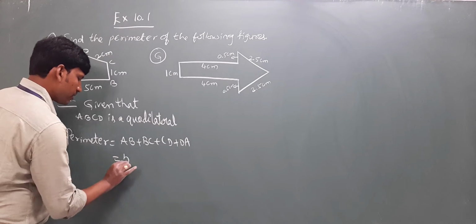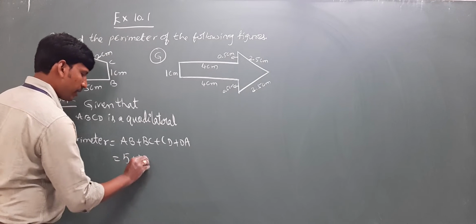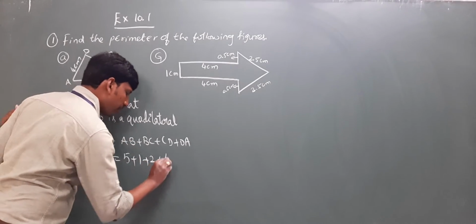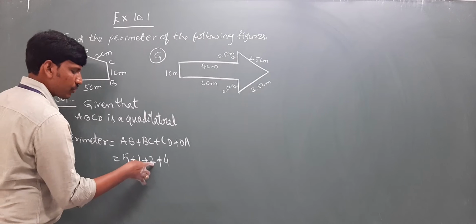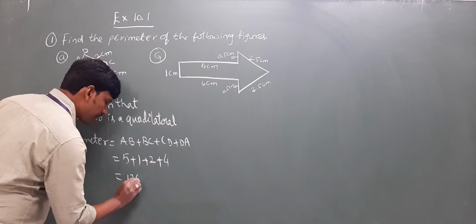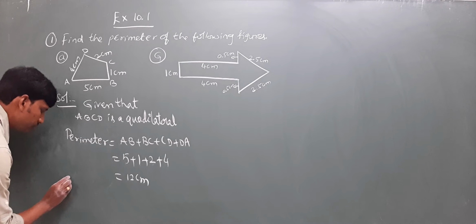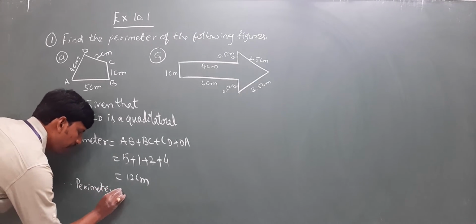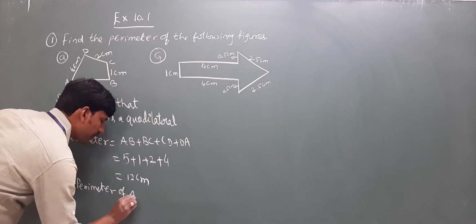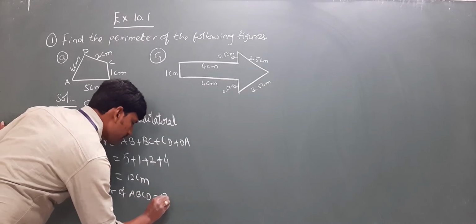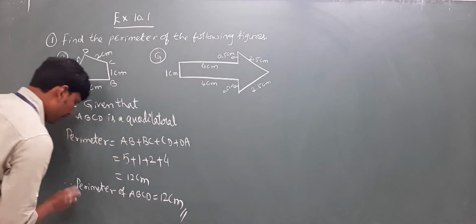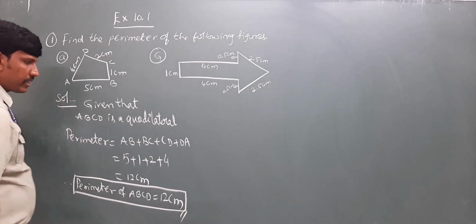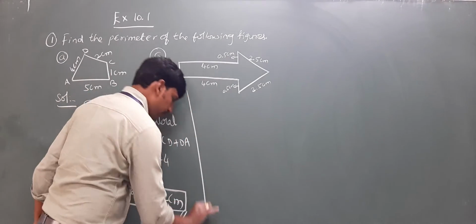Now what is AB? This is 5. BC is how much? 1 centimeter. CD is how much? 2 centimeter. And DA is equal to how much? 4 centimeter. So by adding all these, 5 plus 1 is 6, plus 2 is 8, 8 plus 4 is equal to 12 centimeters. So therefore the perimeter of ABCD is equal to how much? 12 centimeter. This is clear, my dears? So if there is any closed figure, you just add all the sides, it gives the perimeter of the given figure.